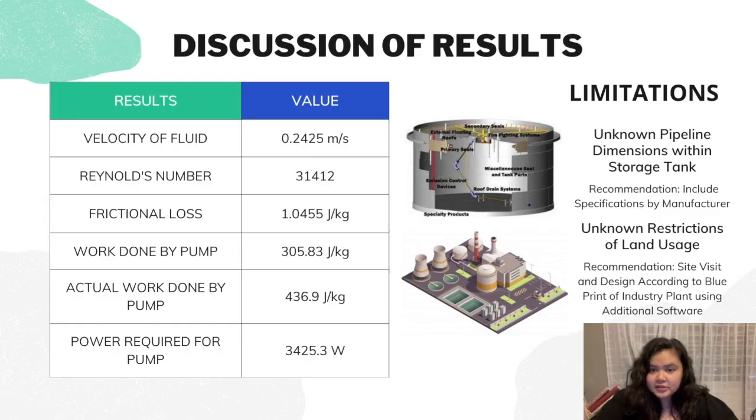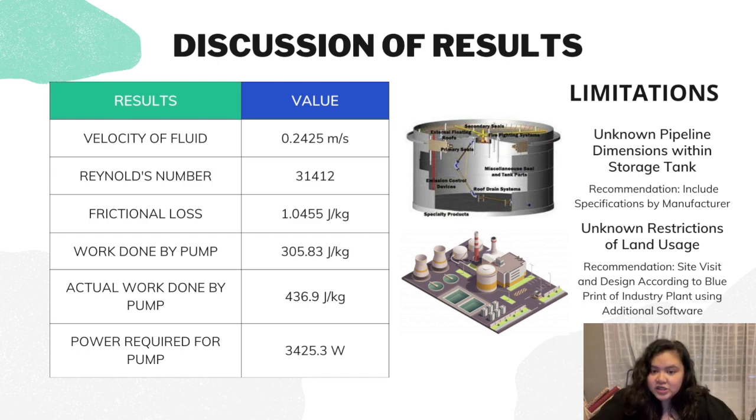Based on the calculations, it was found that the Reynolds number of the fluid is 31,412 and is determined to be turbulent flow. The frictional factor within the pipes is then found to be 0.0064 with a total frictional loss of 1.0455 joules per kilogram throughout the entire total length of the pipes.